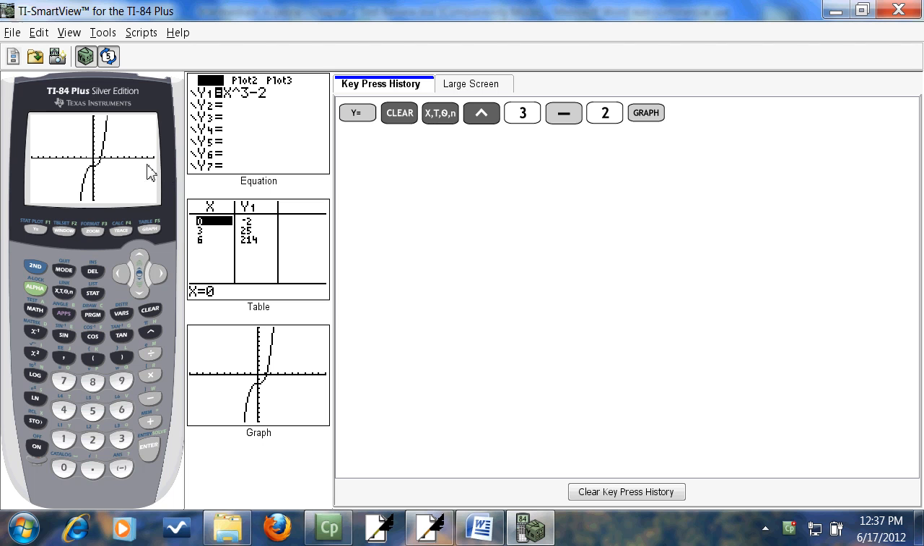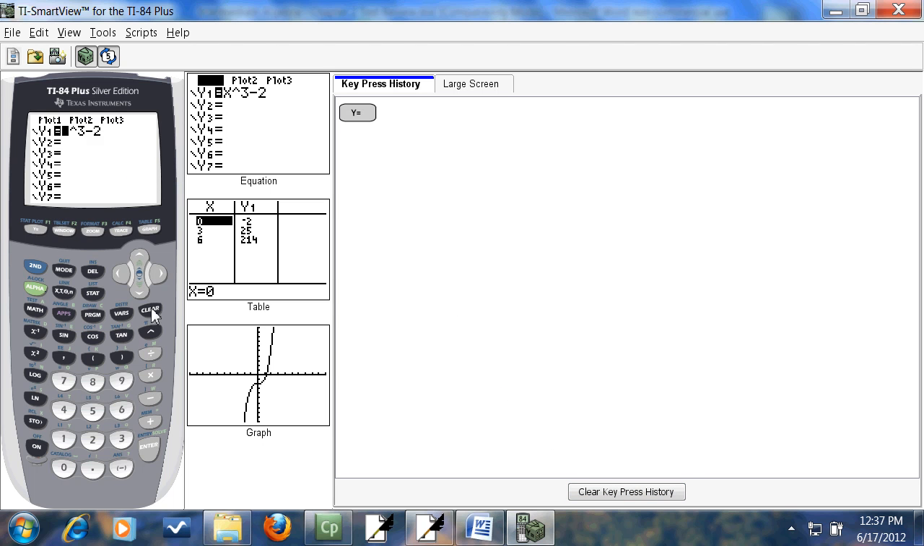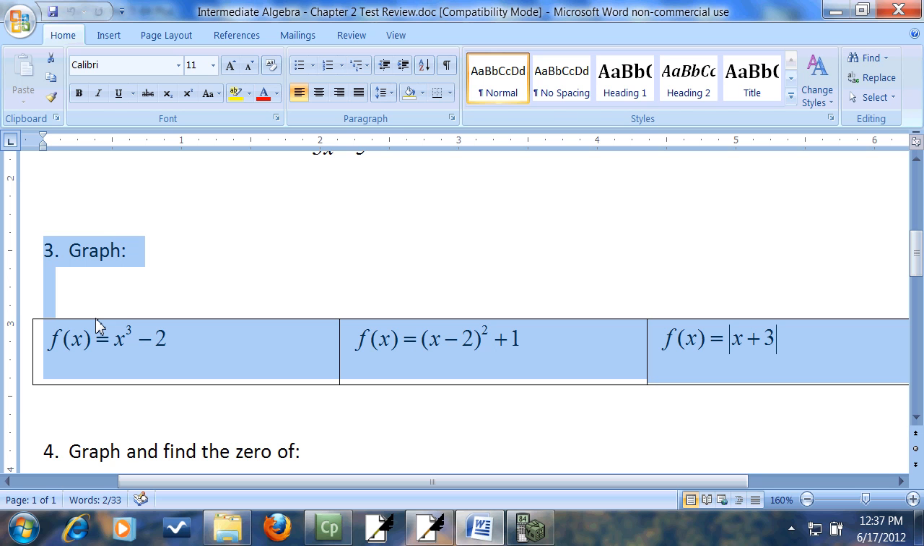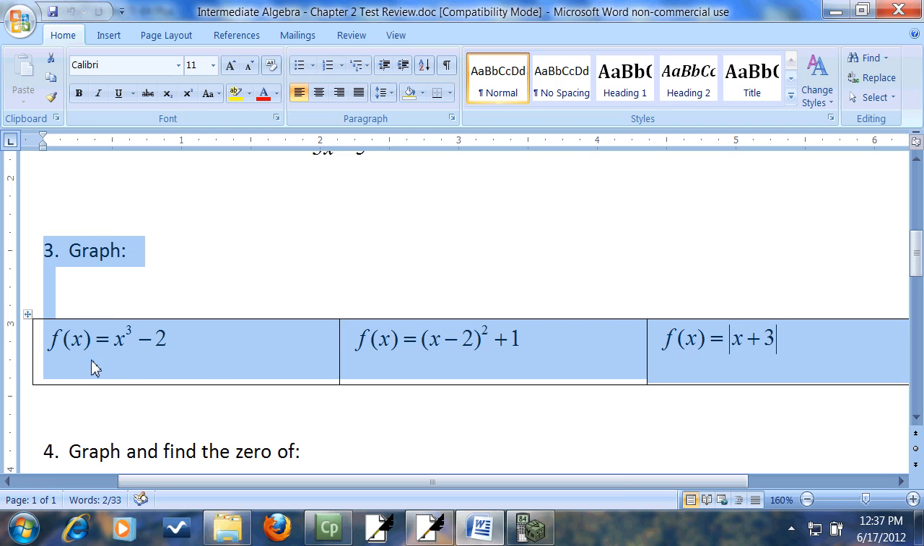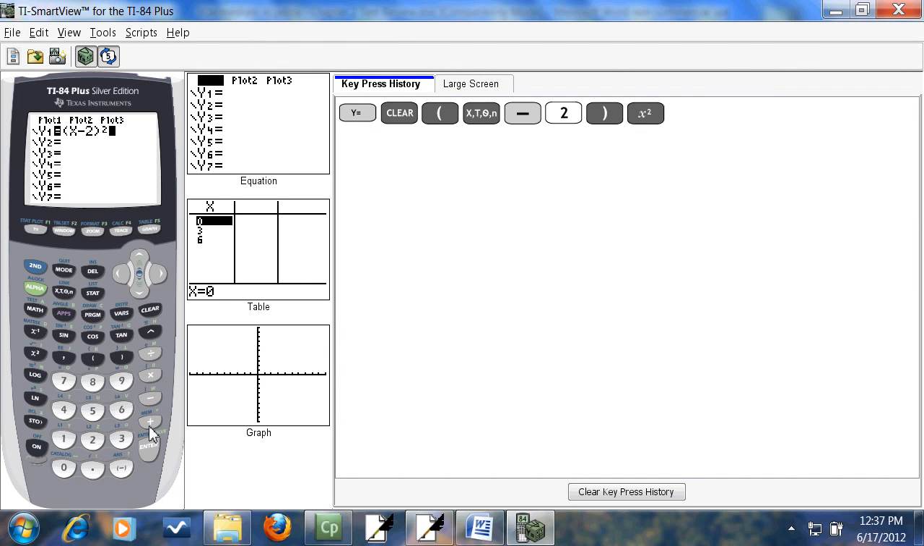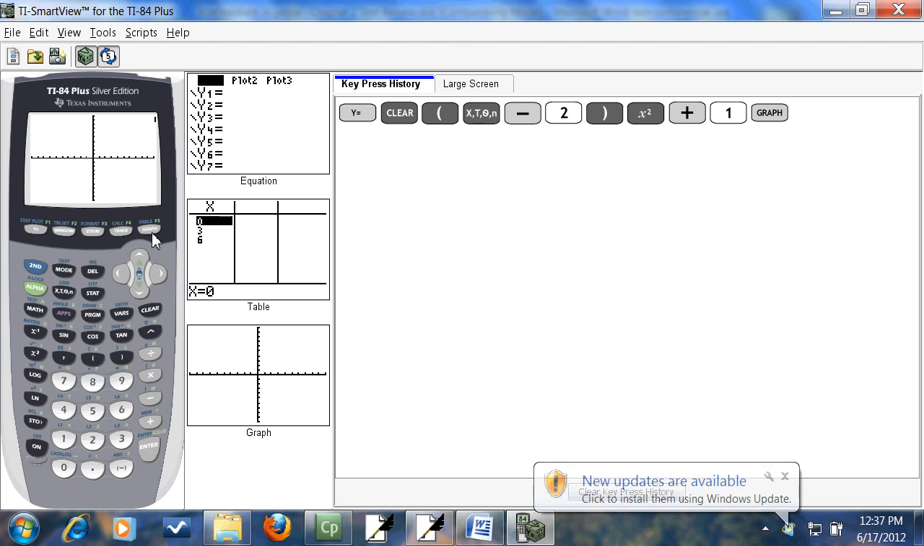And that would be our answer for that particular one. Next one, press clear, press my y equals, press my clear button, beginning parentheses x minus 2, closing parentheses, and then the x squared is right here, plus 1, and then graph. And that would be your answer there.